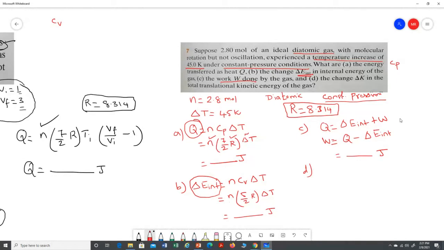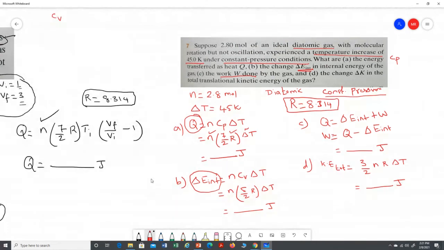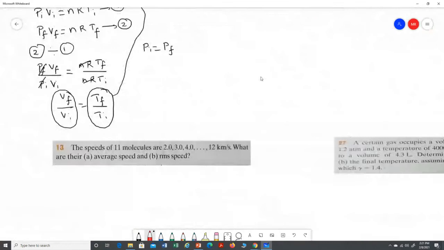So total kinetic energy is equal to 3 over 2 times n R delta T. Am I right? Am I right or not? Yes. When you substitute all the values, you will get the answer for the fourth part. Am I right? Yes. Clear? Clear, Doctor.